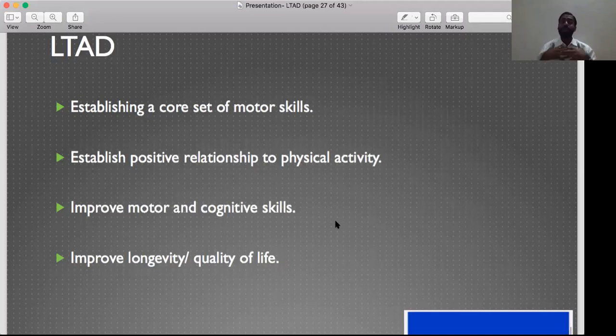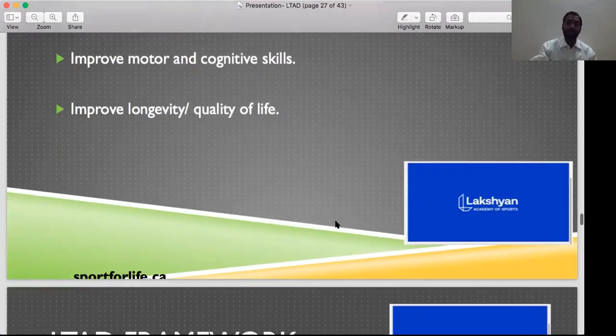It is also to aid or improve motor and cognitive skills within a child's system, and it also aims at improving the longevity and quality of life. Winning an Olympic medal could be one part of it. We know that thousands of athletes will play sport, but one of them will go on to win. But that doesn't stop us from wanting all the thousands of athletes who are playing sport to have at least longevity of life and good quality of life. That's a very important part to be understood.